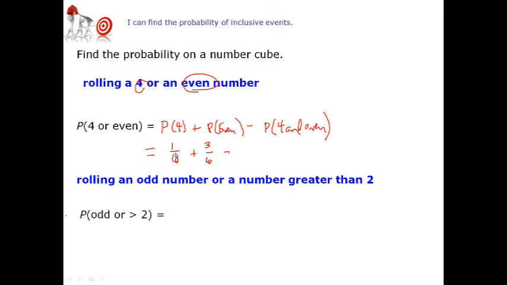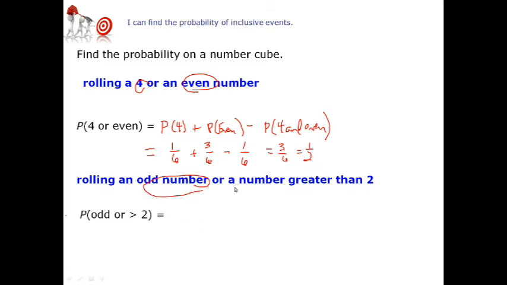Now, I counted the 4 twice. I counted the 4 here and I counted the 4 here. So I have to subtract the probability of being 4 and even. Well, 4 is even. So I have to subtract 1 out of 6. My answer is going to be 3 out of 6, which equals 1/2. Okay? How about this one?